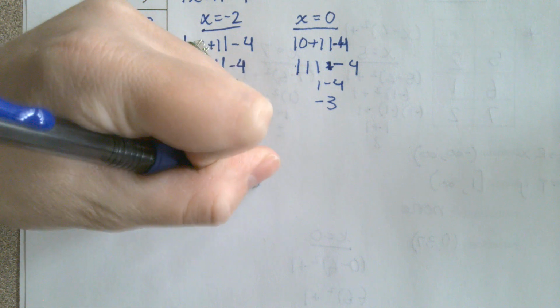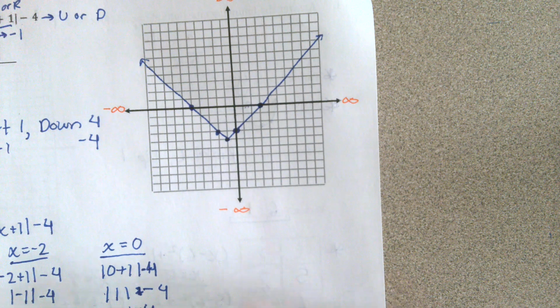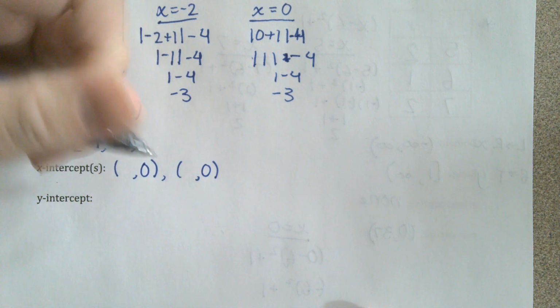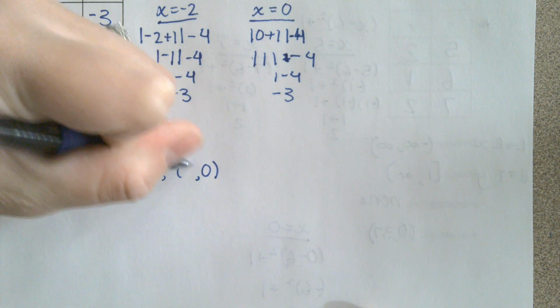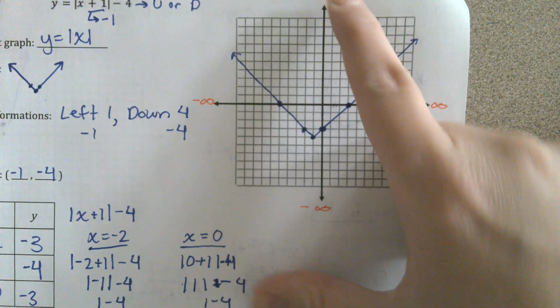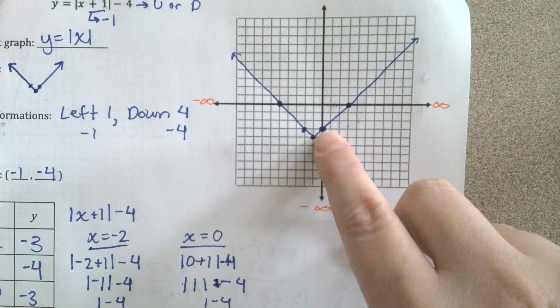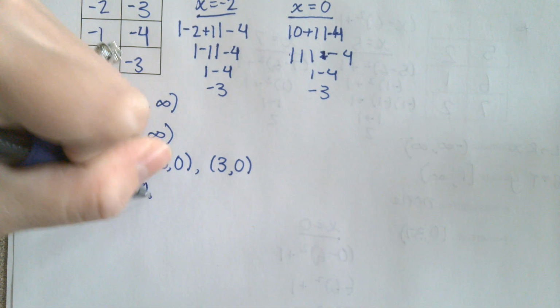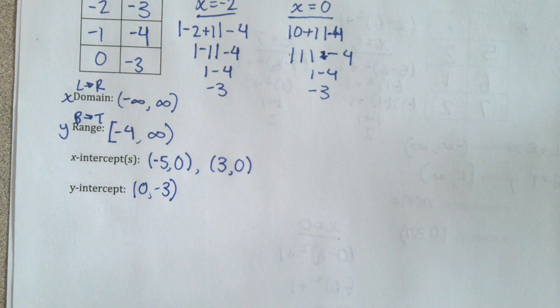So we have 2 points. If it's on the x-axis, that means y is at 0. So this time y is 0, and then I have the numbers for x. They were -5 and +3. Finally, my y-intercept is right here, 0, -3. And now I'm done.